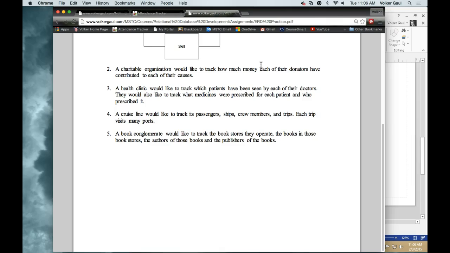John? The donator, okay, so who's giving the money? That's definitely a table. Contribution, donation is another name for that. That's definitely a table. Pardon me? Causes. What else? That's it.